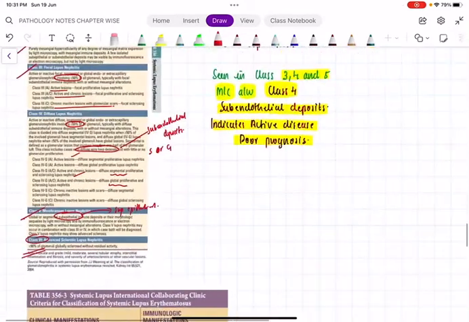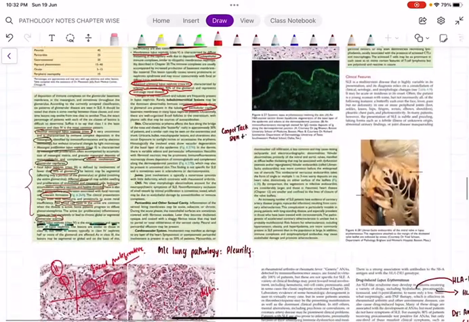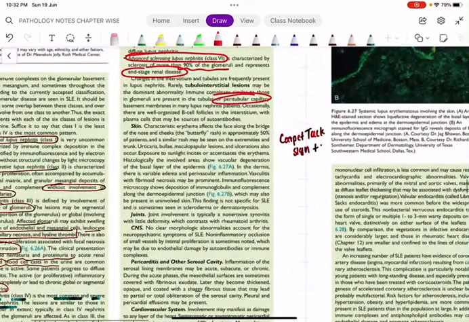If you write this much itself, it's more than enough. When they ask about lupus nephritis, you have to mention all the 6 classes. Then another most important point you have to mention is the morphological findings, what will be seen in light microscopy, electron microscopy, and so on. Once this is done, let us see the next manifestation, that is skin manifestation.